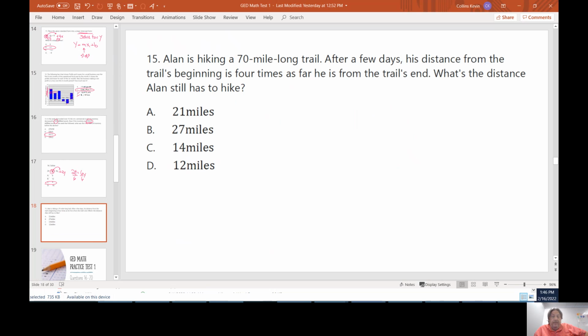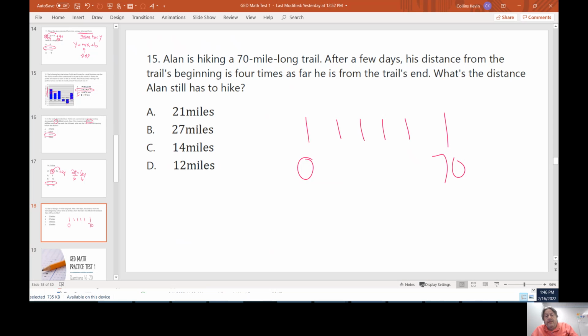All right, one more. It says, Alan is hiking a 70-mile-long trail. After a few days, his distance from the trail's beginning is 4 times as far as he is from the trail's end. What is the distance Alan still has to hike? So what this is saying is, here we're at 0 and here we're at 70. It's 4 times as much here, so 1, 2, 3, 4, as it is here. My drawing's a little off.